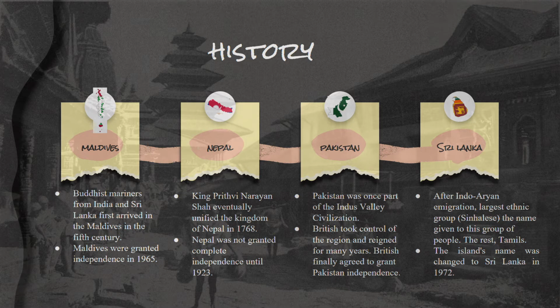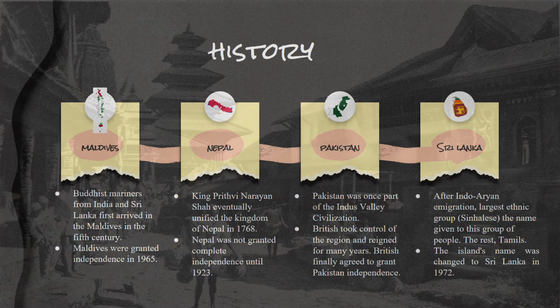Pakistan was once part of the Indus Valley civilization. Aryans, Persians, Greeks, Arabs, Turks, and others ruled the region for thousands of years. In 1526, the country fell under the control of the Mughal Empire, which controlled most of the Indian subcontinent. The British took control of the region in 1857 and reigned for many years. In 1947, the British finally agreed to grant Pakistan independence.